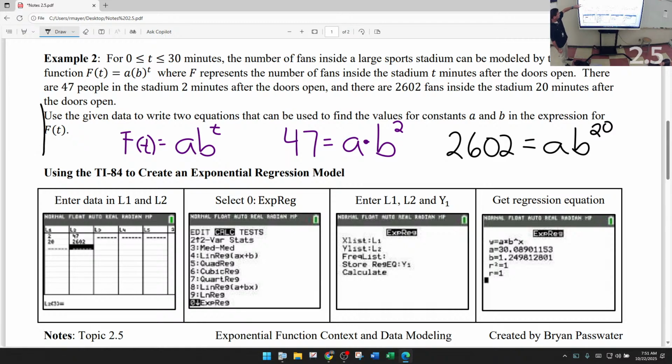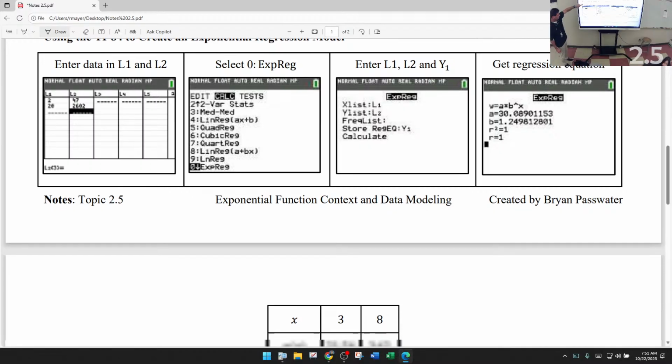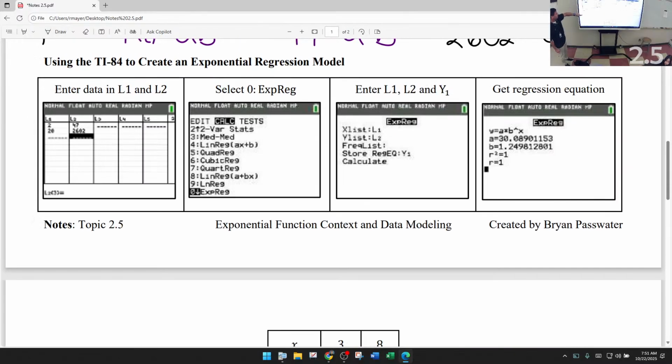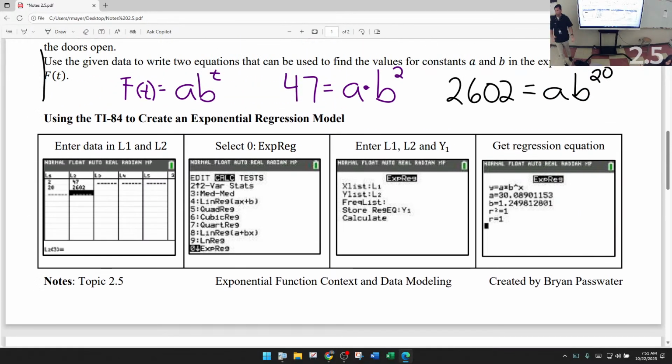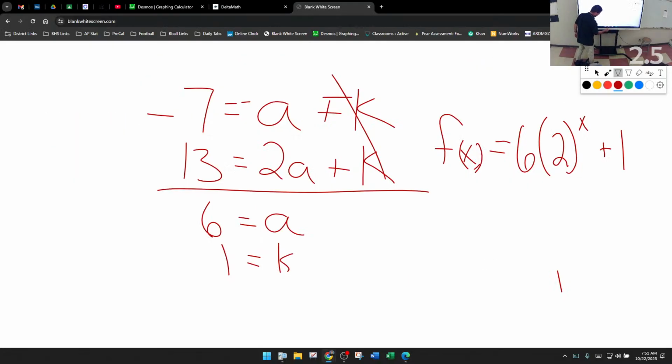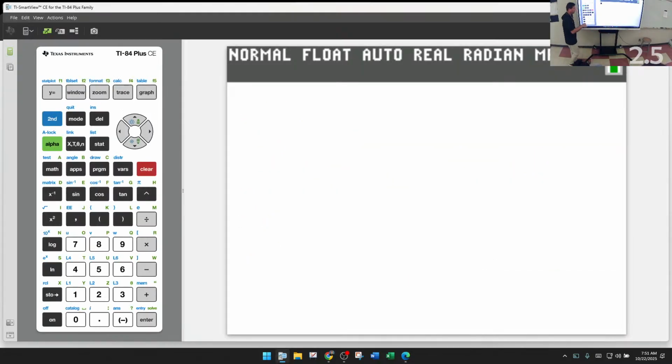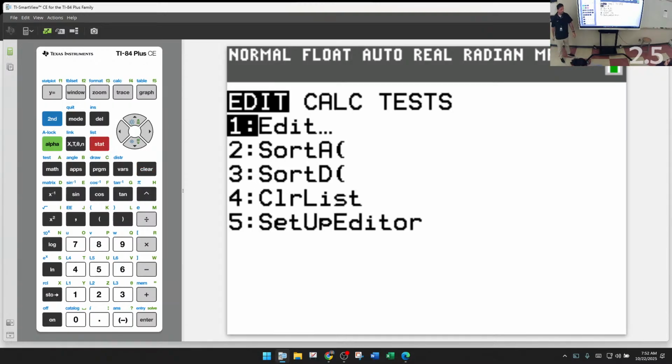Now, here we go. Let's see. So now what they're going to want us to do is find those values. Let me show you how to do that with the TI first, and then with that other thing, Desmos, okay? So you've got your calculator on, you've got to do stat, edit.